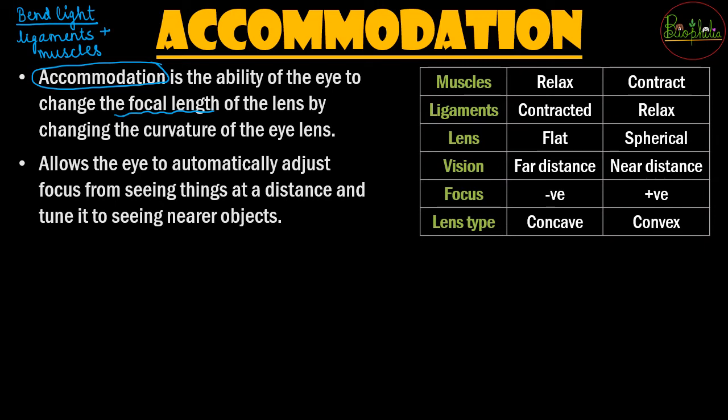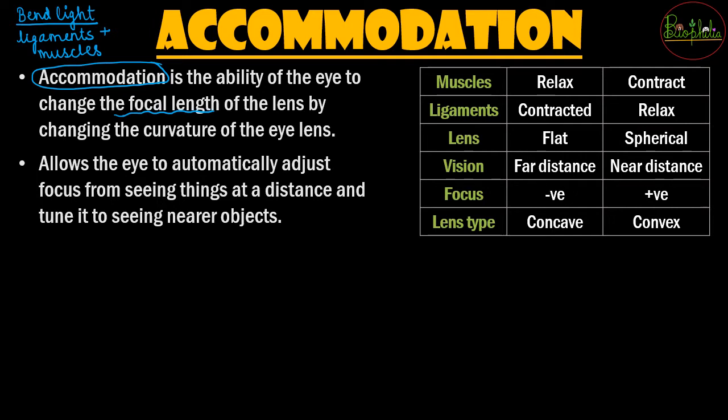So the muscles that we are going to see, the ciliary muscles, when they relax, the ligaments are going to get contracted, because as I told, if muscles have worked then the ligaments will not work. That is, if muscles are relaxing, the ligaments will work, but when muscles are working, that is, muscles are contracted, the ligaments will relax. So these two are very smart, they will not both contract or both relax together.